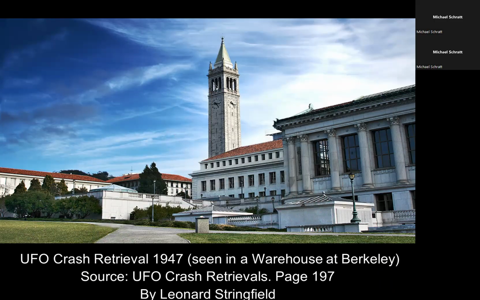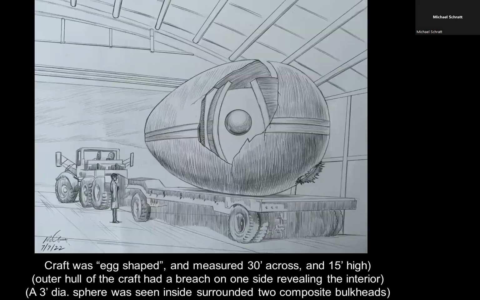Now, what does this craft look like? Let's take you there. This is what the craft looked like. It was an egg-shaped craft, about 30 feet across, 15 feet high. Now, I want to mention that in the report, it states that this egg-shaped craft had a massive hull breach on one side. And then off to the right, there was another hull breach that had debris sticking out, kind of like shrapnel and everything.